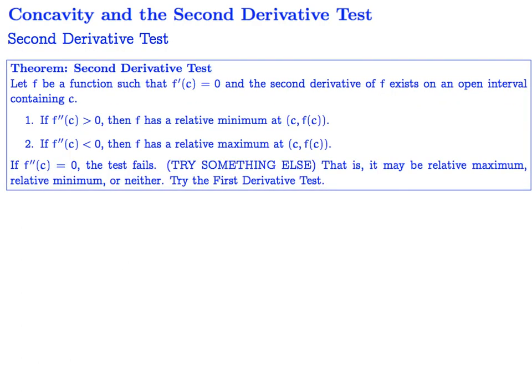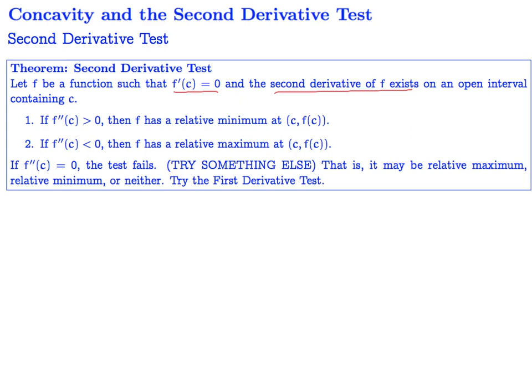Now the second derivative can also be useful because it can tell you not only about concavity, but also about maximums and minimums on our function. So our theorem says that if we have a function such that the first derivative is equal to 0, and our second derivative exists, then we can use the second derivative to see if it has a max or a min.